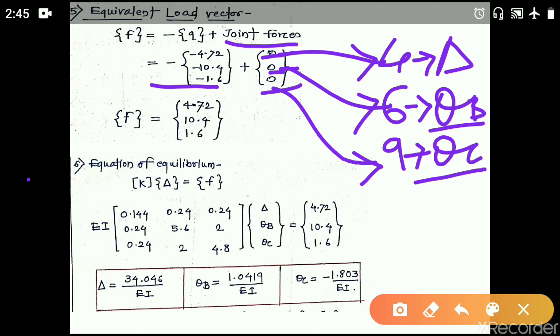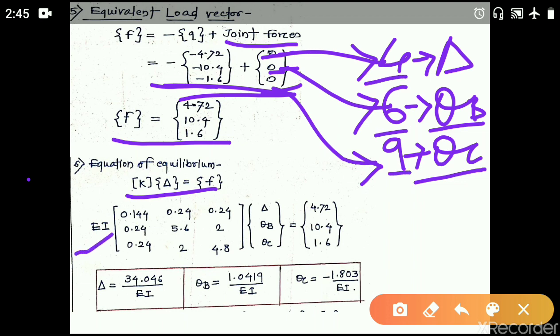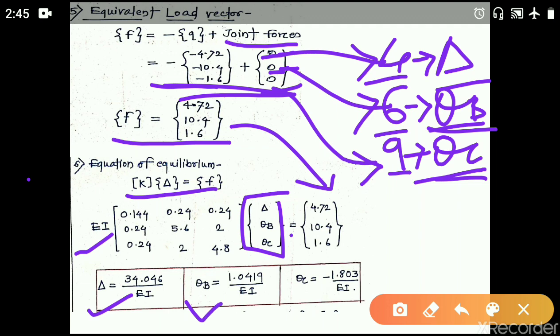Hence, adding these two matrices will result in the final equivalent load vector. After that, apply the equation of equilibrium. You have K, the reduced stiffness, times delta. Now instead of writing 4, 6, 9, write delta, theta B, theta C in sequence, equal to this F matrix. So lastly, get these unknowns: delta, theta B and theta C.